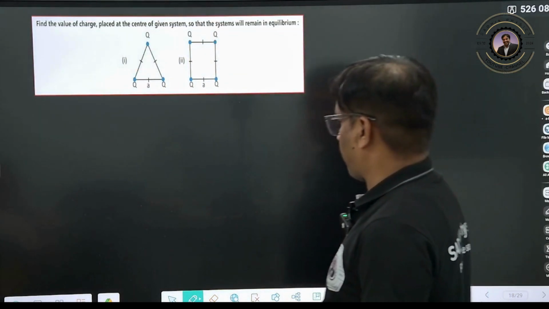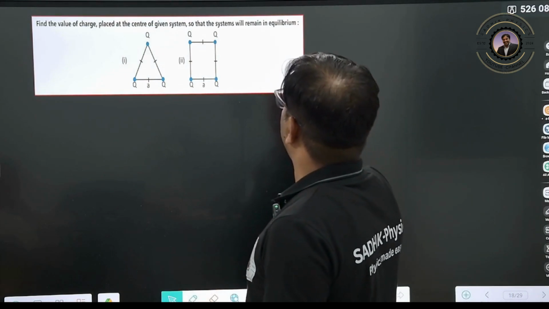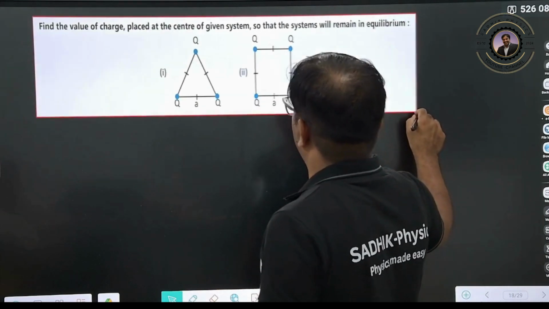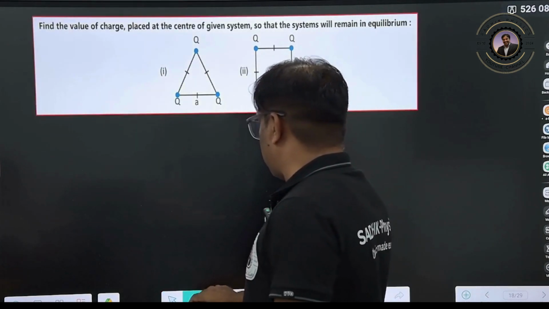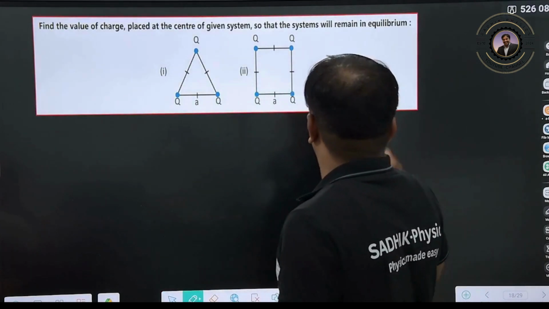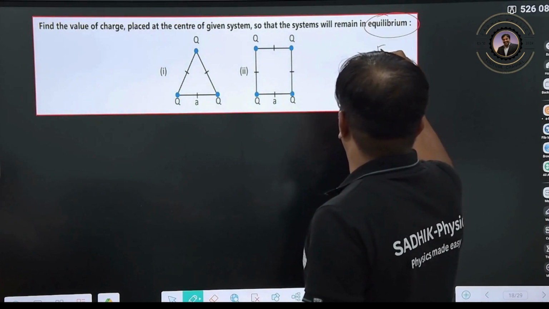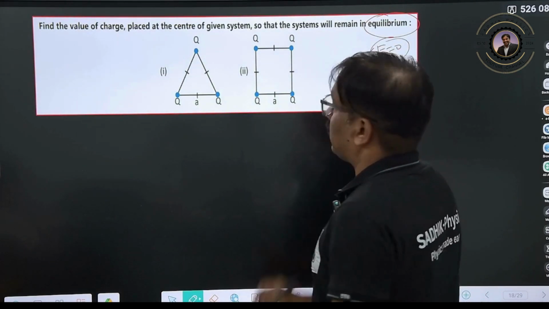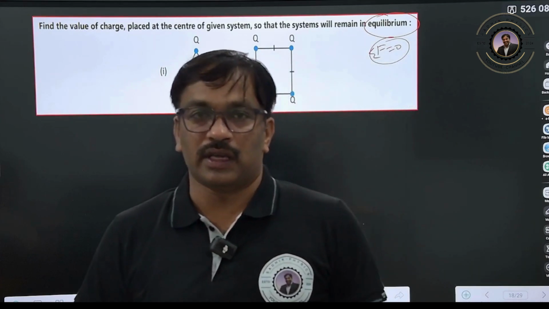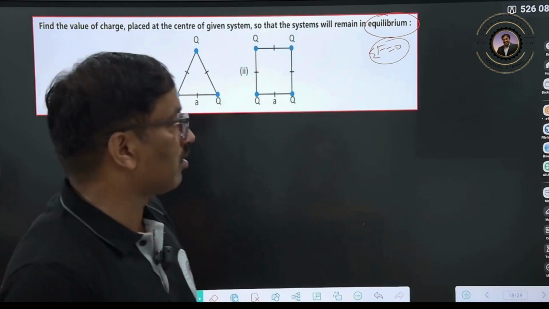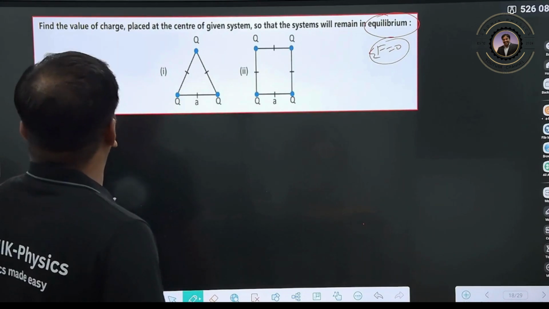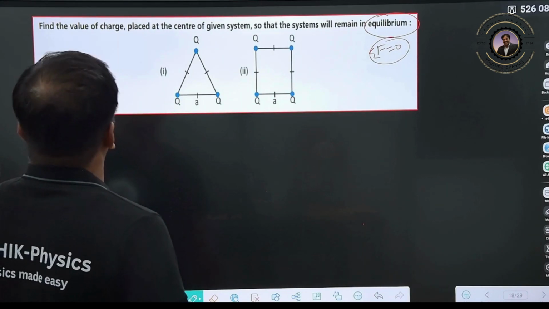Now, equilibrium. When the word equilibrium is there, immediately you should get into your mind: therefore, net force should be equal to 0. That's all. This is the point you need to learn here. Equilibrium means net force will be equal to 0. Clear?